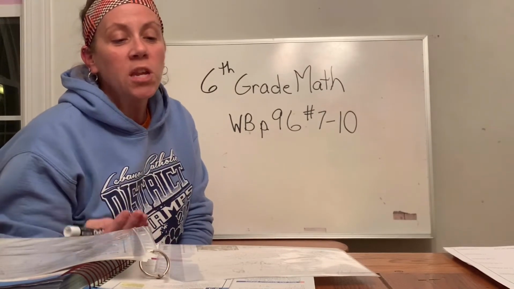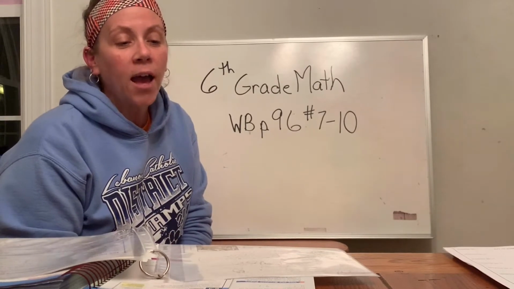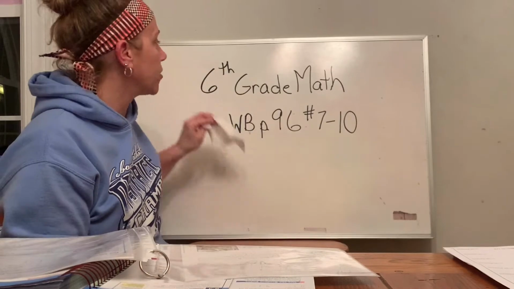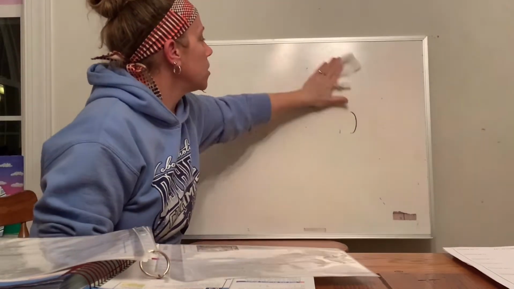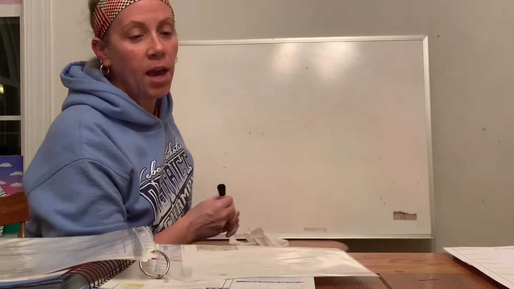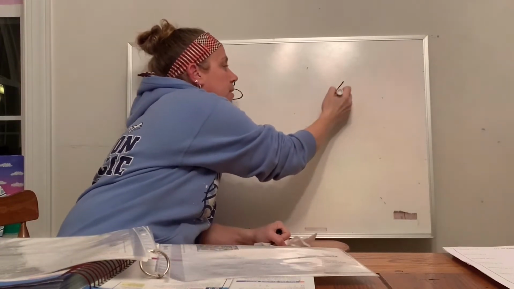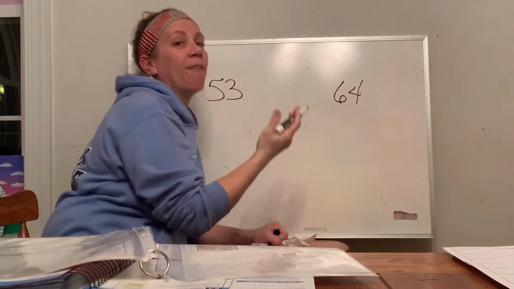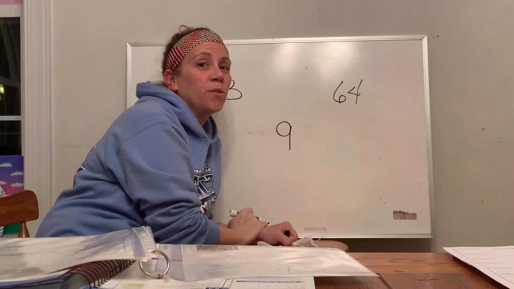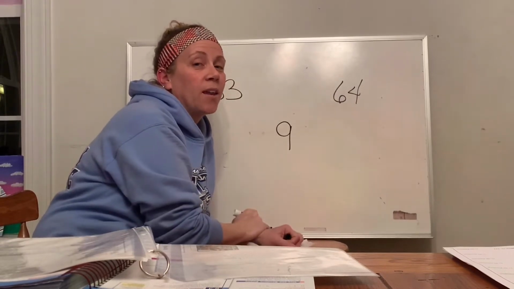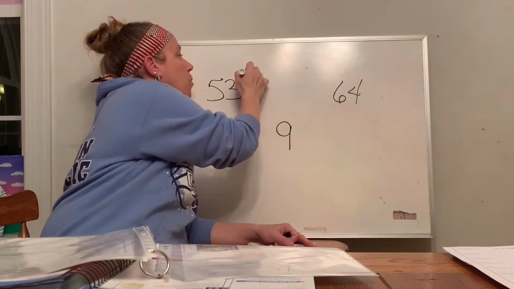So the description is numbers between 53 and 64 that have 9 as their greatest common factor. So think of numbers between 53 and 64 that have 9 as a factor. Well, there's only 2. So we can kind of get the feel for it right away. So 54 would go here.